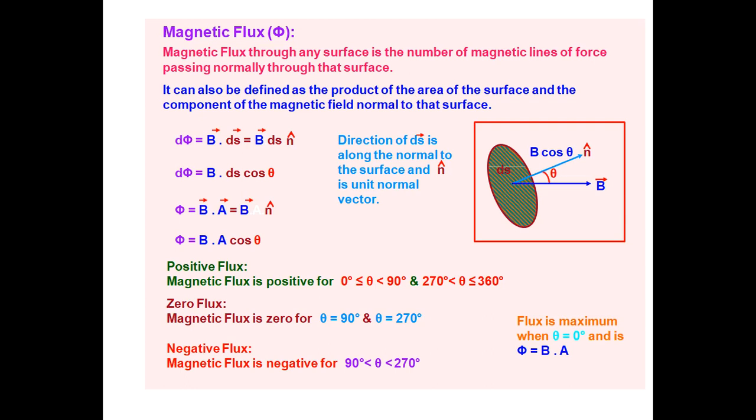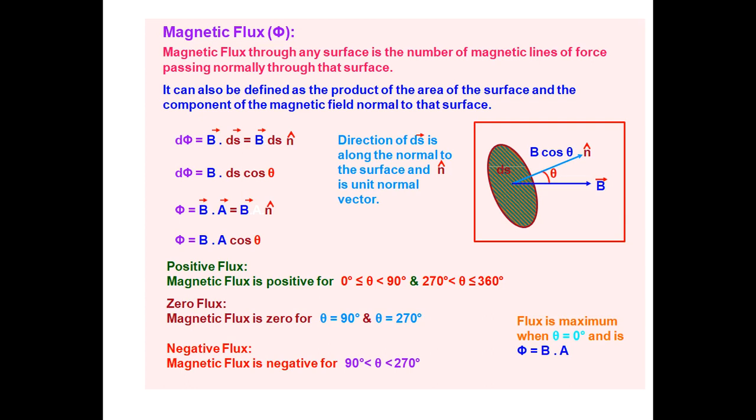Suppose we want to define what is meant by magnetic flux. We'll write that it is the number of magnetic field lines passing normally through the given surface, or it is also defined as the product of surface area and the component of magnetic field perpendicular to the surface area, that is, normal to the surface.